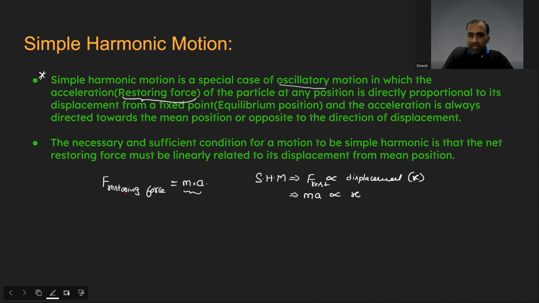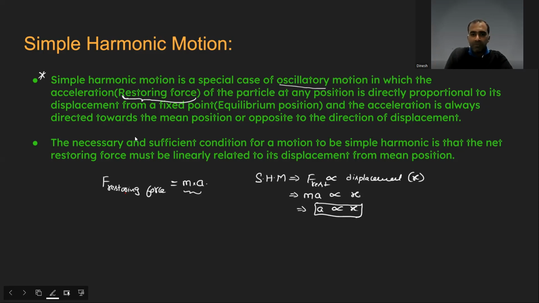Now, since mass is a constant, acceleration also can be written as proportional to displacement. If force is proportional to displacement, then acceleration is also proportional to displacement. It's a simple formula because force is mass into acceleration, where mass is a constant. So how force varies, in the similar manner acceleration also varies. So we are saying restoring force or acceleration, both of them at any position is directly proportional to its displacement.